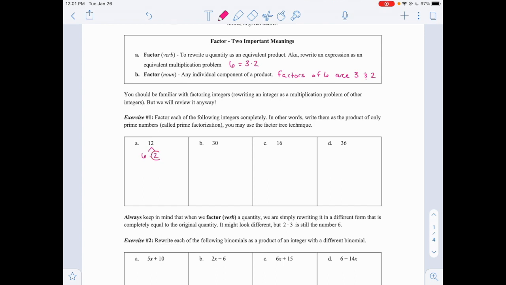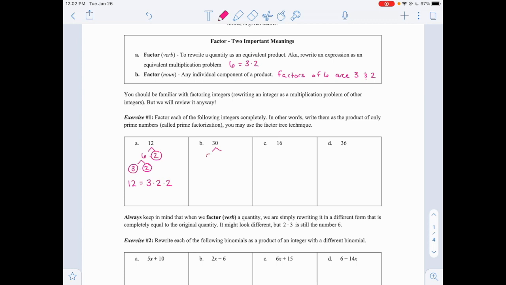So 2 is prime, so that's good. 6 is not. 6 can be broken down further to 3 and 2, which are now both prime. So the prime factorization of 12 is some combination of 3 times 2 times 2. And if you have a different order, it's okay. Multiplication order doesn't really matter. So that is your prime factorization.